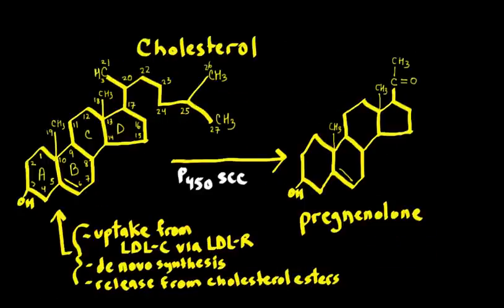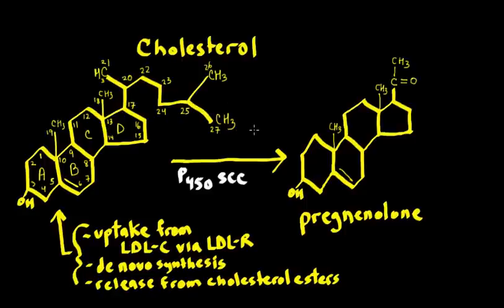cholesterol. Okay? So cholesterol is the precursor of all steroid hormones. And we can see here that it has these 4 ring structures that are fused, labeled A, B, C, and D. Okay? And there is a hydrocarbon chain coming off over here. And we can see that the total number of carbons is 27.